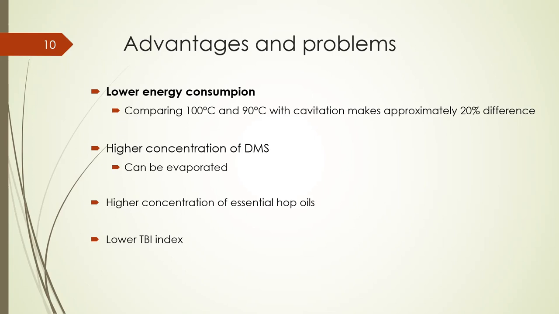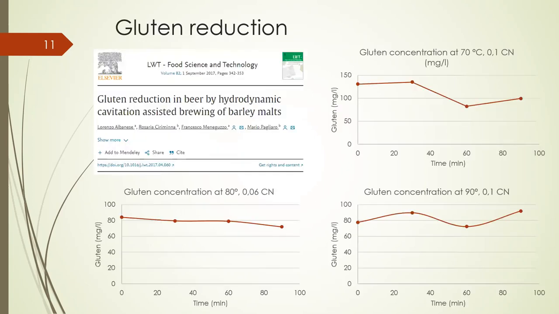While lowering the temperature, we also get a higher concentration of essential hop oils, which come from hop cones. And this gives some flavors and some taste to the final product, beer. And also we got a lower terpene index, which tells us that we put less heat in the wort, which can be beneficial because the final product will be more stable. And that's definitely a good thing.